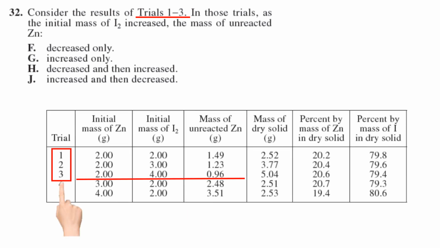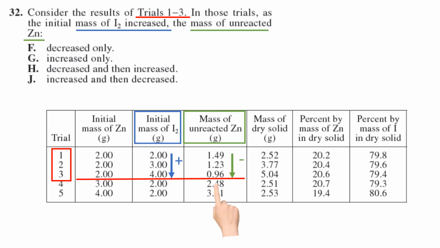Number 32, consider the results of trials 1 to 3. So we're just looking at 1 to 3, not 4 and 5. In those trials, as the initial mass of I2 increased, so as it goes up, the mass of unreacted zinc does what? It goes down, so decreased only. F.